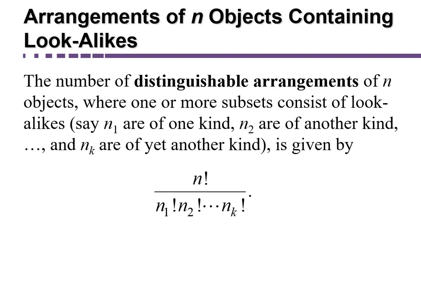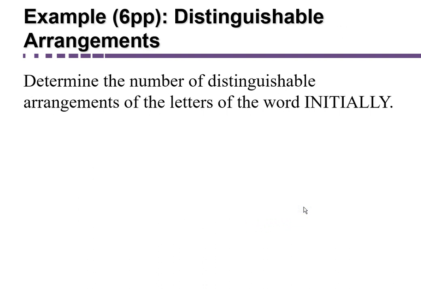Now, as we go on to the last part of this, the arrangement of n objects containing lookalikes. Now, what is a lookalike? Well, you're going to see in a series of letters, if the letter is repeated, that is a lookalike. And what would the formula be? And again, it's the number of distinguishable arrangements. Because if you have an N and an N, and you switch them around, it looks the same. And the formula would be the number of items in a series. That would be n factorial. But then you divide out any number of repeats that you have. And an example will help understand this here.